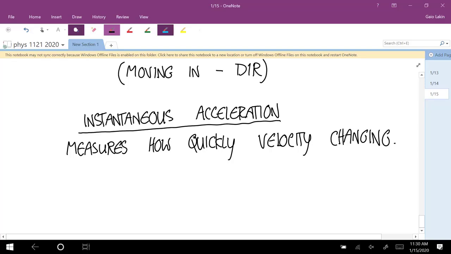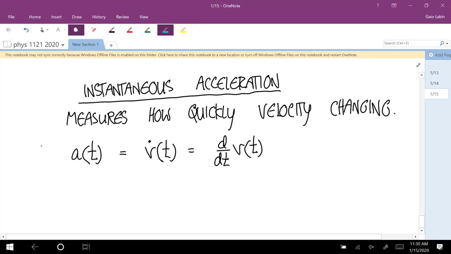And the definition of the acceleration as a function of time is the time derivative of the velocity function, which you can also think of as d dt of the velocity function. And that means that it's the second time derivative of the position function. Or you can write it this way.